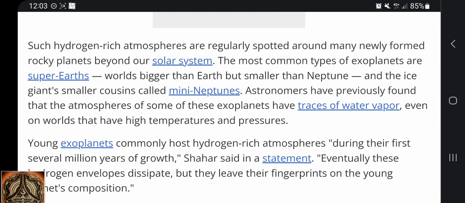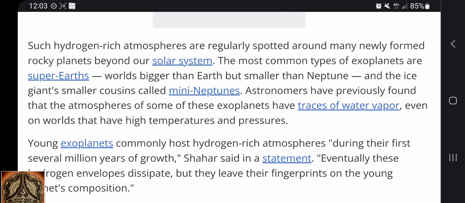The most common types of exoplanets are super-Earths. Yeah, super-Earth. Maybe a place where people don't kill each other. This would be the super-Earth. But anyway, worlds bigger than Earth but smaller than Neptune. Yeah, now we are back to the size thing I tried to explain earlier. And the ice giant's smaller cousins called mini-Neptunes.